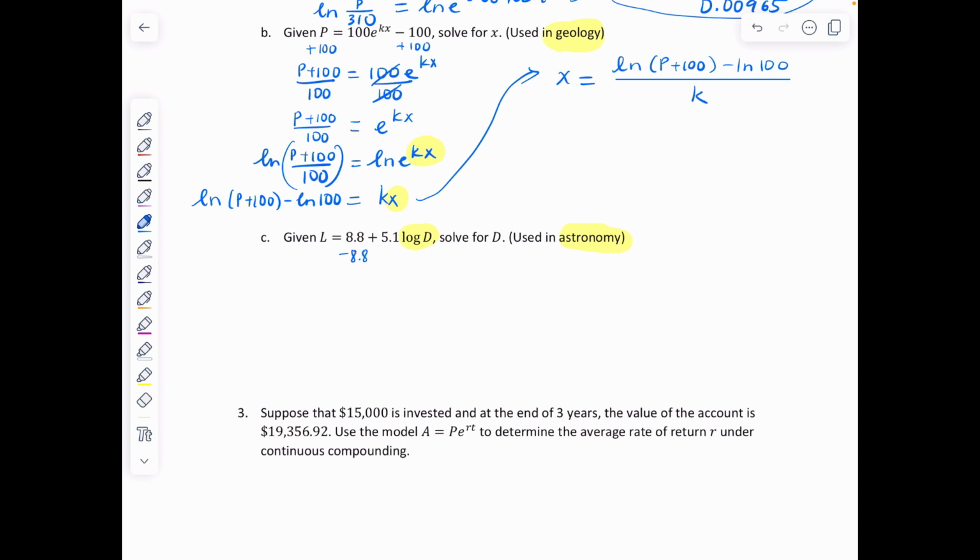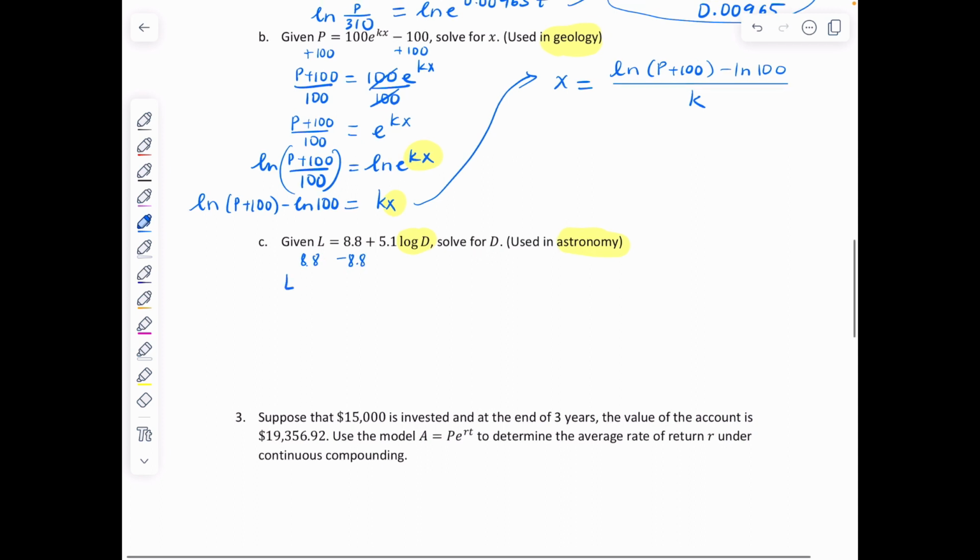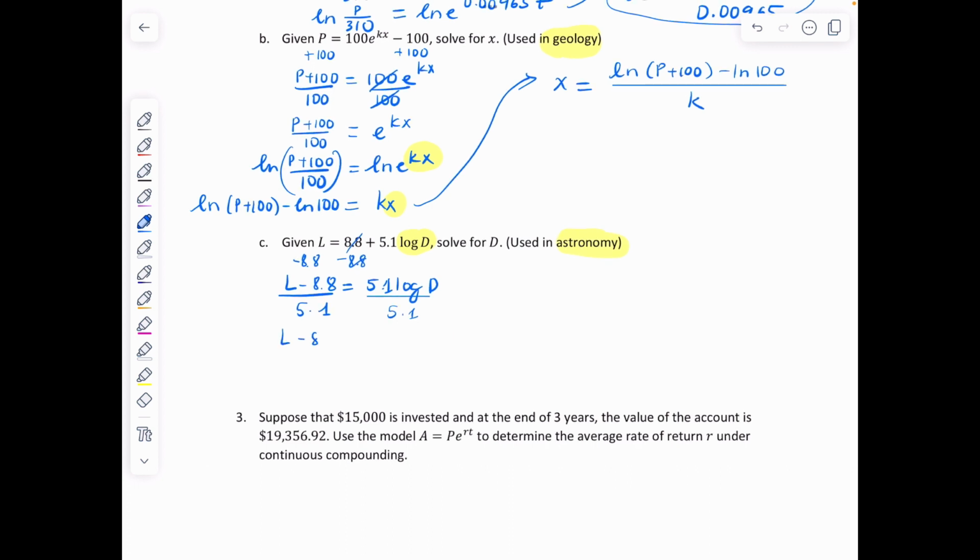So let's get rid of the 8.8 first. So that's L minus 8.8 is equal to 5.1 log of D. And then divide both sides by 5.1 to get rid of that 5.1. Okay, so then this will cancel. On this side, we should just have log of D. There's only one log that I see, so I can't really use the equivalence property. However, I can use the definition, converting it to an exponential equation. So this is log base 10.